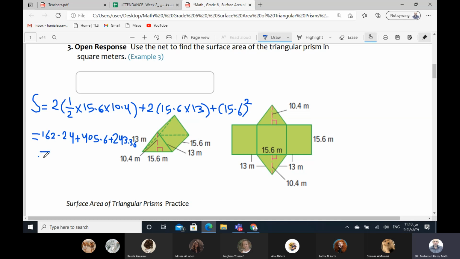Now we can add 162.24 plus 405.6 plus 243.36. The answer will be 811.2 meter squared.